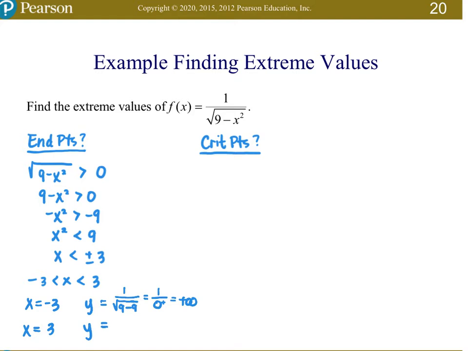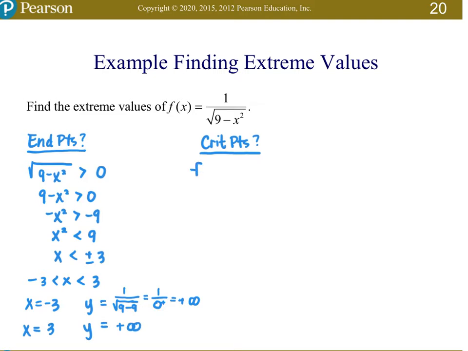Same thing is going to happen when you plug in positive 3. We get the exact same result. So we get positive infinity again. That means this graph is going up and up and up and never stops going up. Both sides of this graph go up.